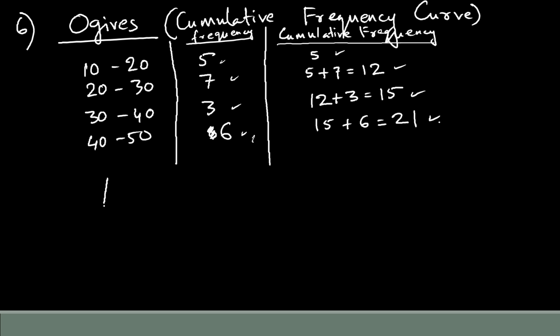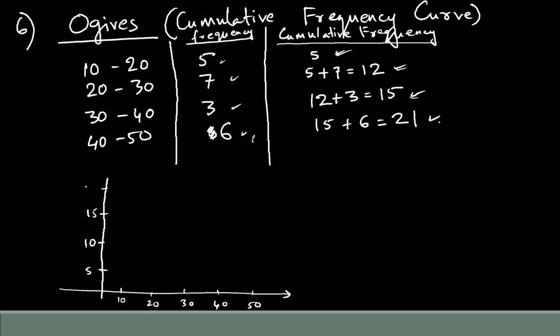And now you have to draw it in your graph paper. Let's do that once here. This is 10 to 20, 20 to 30, 30 to 40, 40 to 50. So here you see you have 5, 12, 15, 21. So let's take every 2 centimeters equals 5 units. 5, 10, 15, 20. This is on the y-axis. Alright, this is the origin.